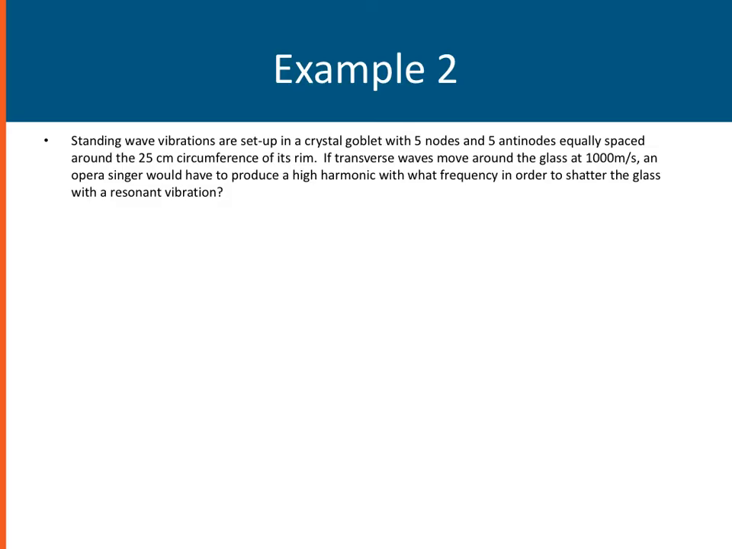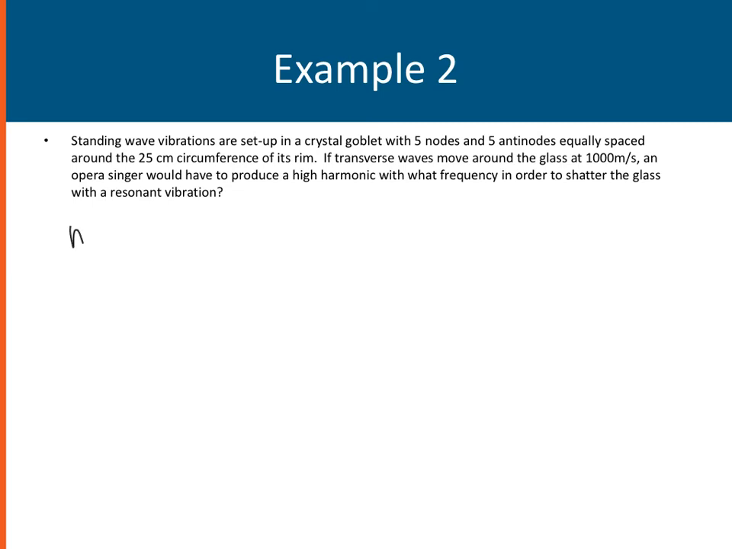Okay, let's do one more example. So this is standing wave vibrations set up in a crystal goblet with 5 nodes and 5 antinodes equally spaced around the 25 centimeter circumference of its rim. If transverse waves move around the glass at 1,000 meters per second, an opera singer would have to produce a high harmonic with what frequency in order to shatter the glass with resonant vibration? So basically we need to figure out what frequency this person would need to be singing at in order to resonate with the glass. So we need to find a natural mode of frequency for this glass.